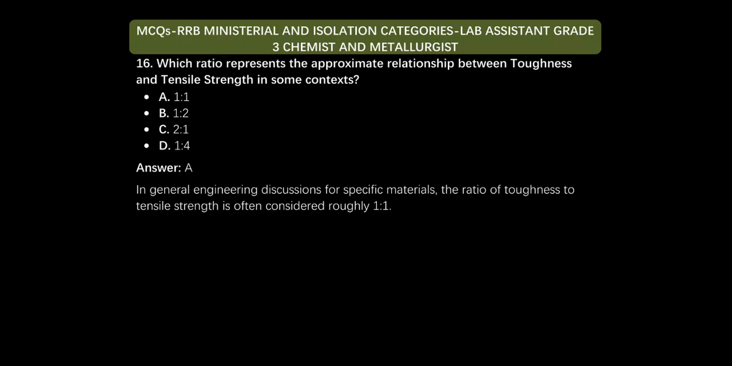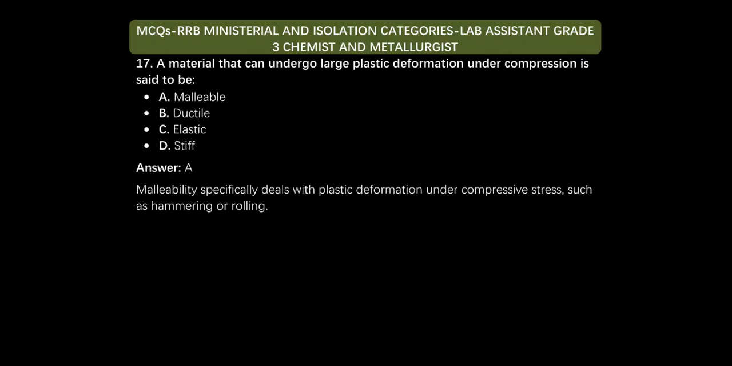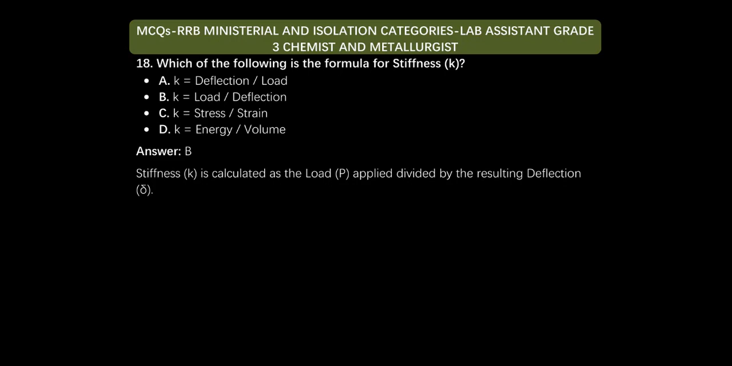Impact strength. Which ratio represents the approximate relationship between toughness and tensile strength in some contexts? Option A. 1 is to 1. A material that can undergo large plastic deformation under compression is said to be option A. Malleable.